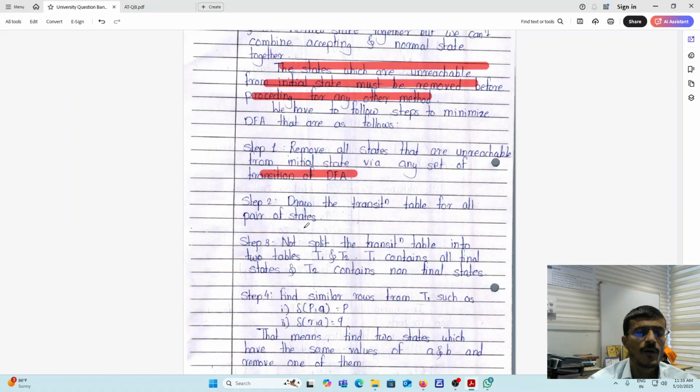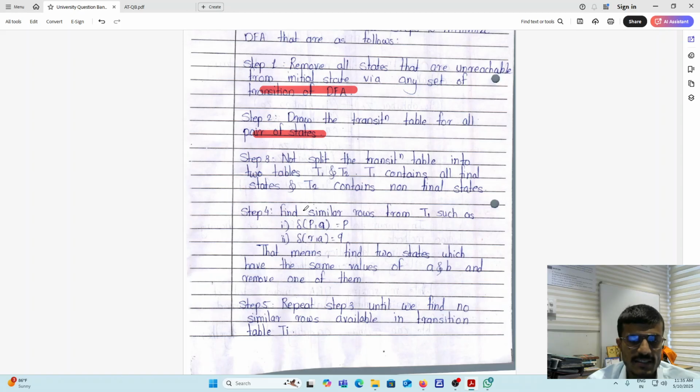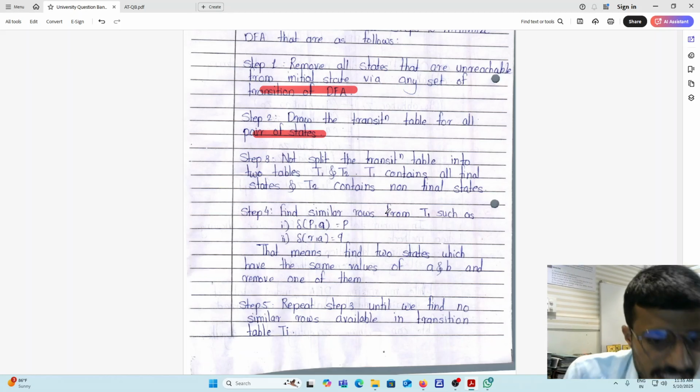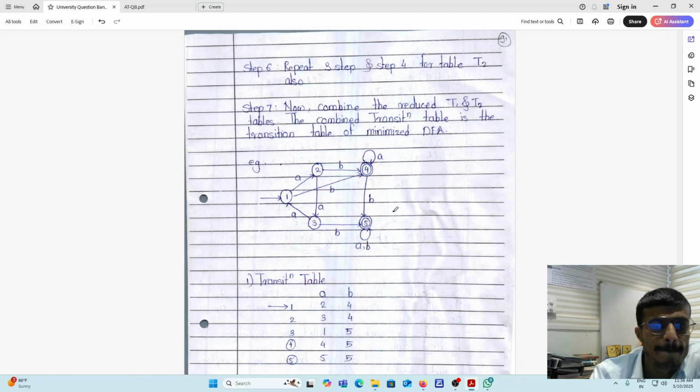Draw the transition table for all pairs of states. After removing unreachable states, we have to draw the transition table. Now split the transition table into two tables, T1 and T2. T1 contains all final states and T2 contains non-final states. Then find similar rows from T1, such as delta of PA equals P, delta of RA equals R. That means find two states which have the same values of A and B, and remove one of them.